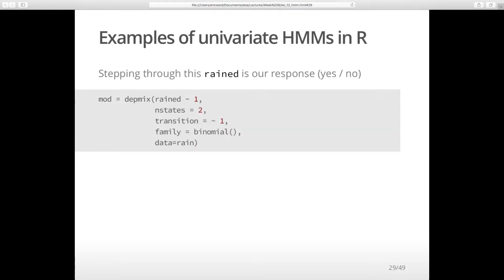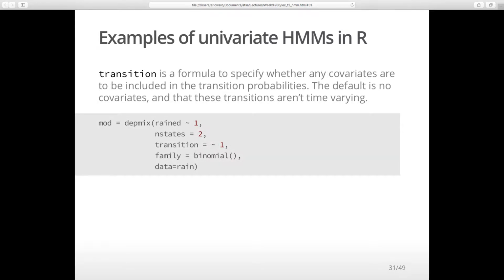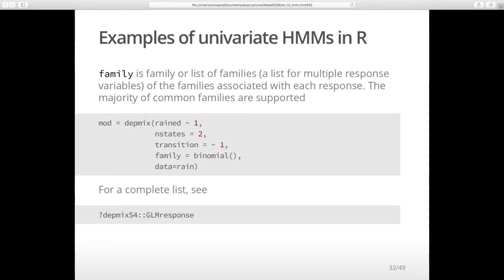So this goes through all of these different attributes where we specify the number of states, the transition probabilities, the family. There's a wide range of families for use in depmixS4. Just like in fitting GLMs, you can look at all of the families by querying the GLM response function.